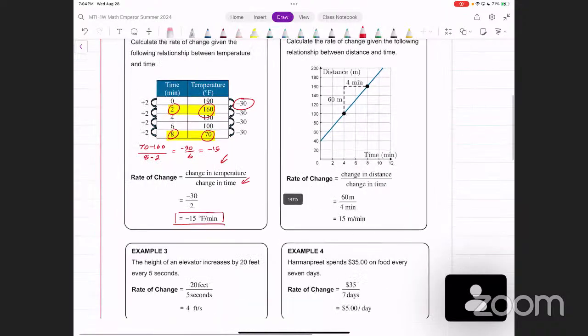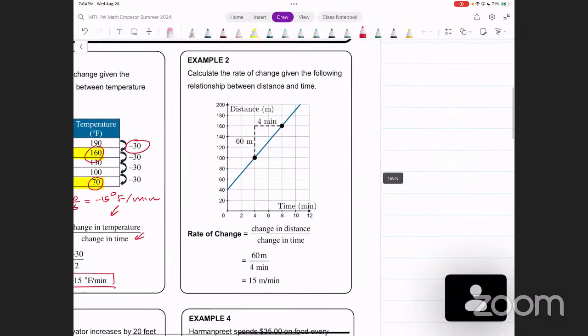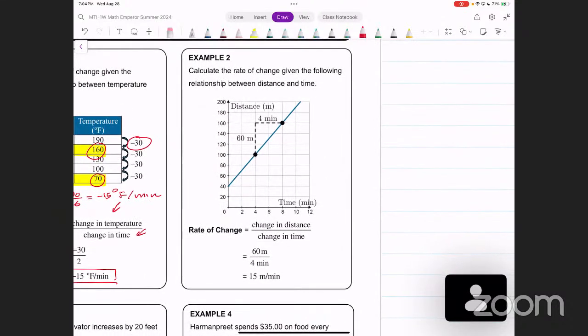And then it's important that you include the unit: Fahrenheit per minute. Did you guys see the picture? How do I calculate the rate of change? All you need is 2 points. So let's go back to this example. You can see the rate of change they calculated here. You need to find a change in. So let's look at this coordinate.